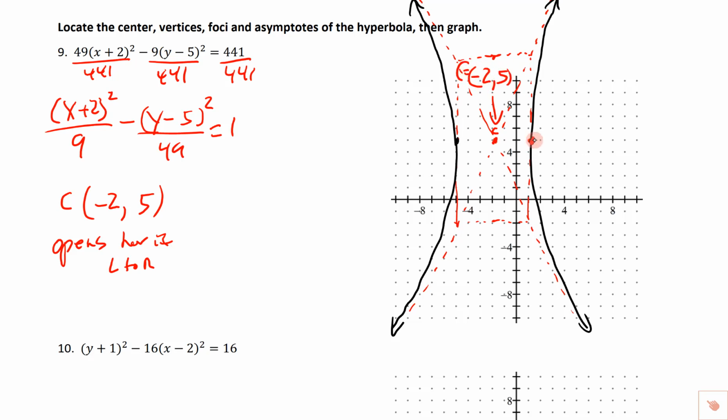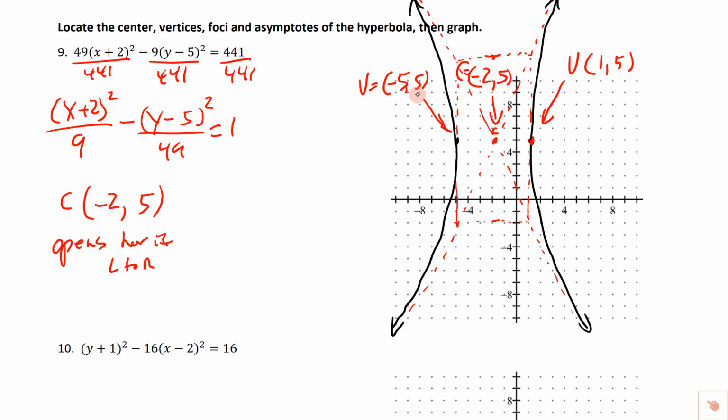And then we've got a vertex over here. So I'm going to draw an arrow to a vertex. That vertex is, remember, it's going to have the same y coordinate. We just went 3 units this way. So the vertex is going to be (1, 5). We went 3 units this way. So this is going to be -5, 5. So that other vertex is at (-5, 5).